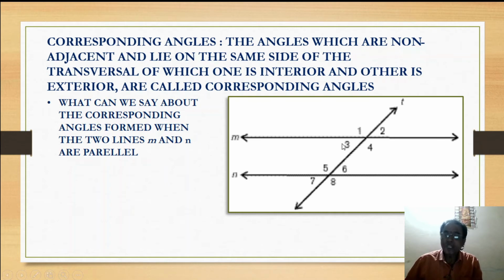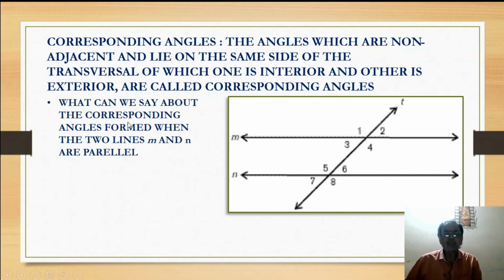So can we say other pairs of corresponding angles? Yes, you can say easily. Here angle 3 and angle 7, and these two are on the same side of the transversal, one is interior and other is exterior. That is the main point. And again here also angle 2 and angle 6, angle 4 and angle 8. So altogether we can say these are corresponding angles.